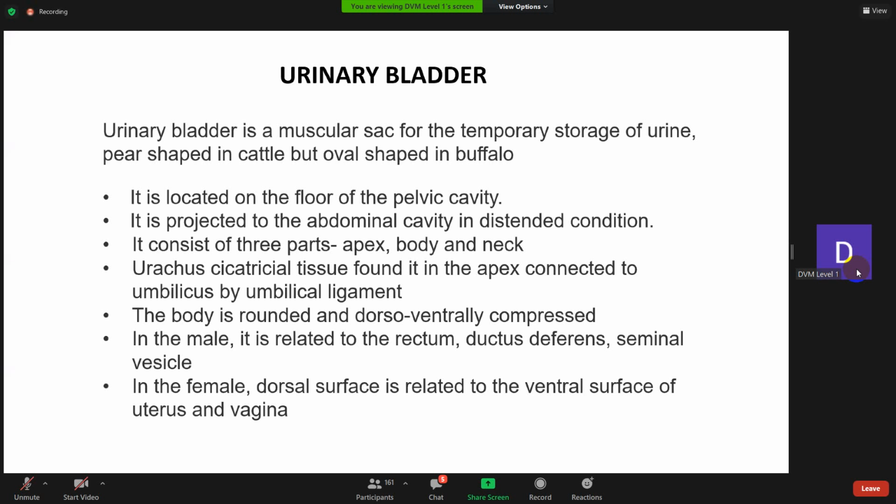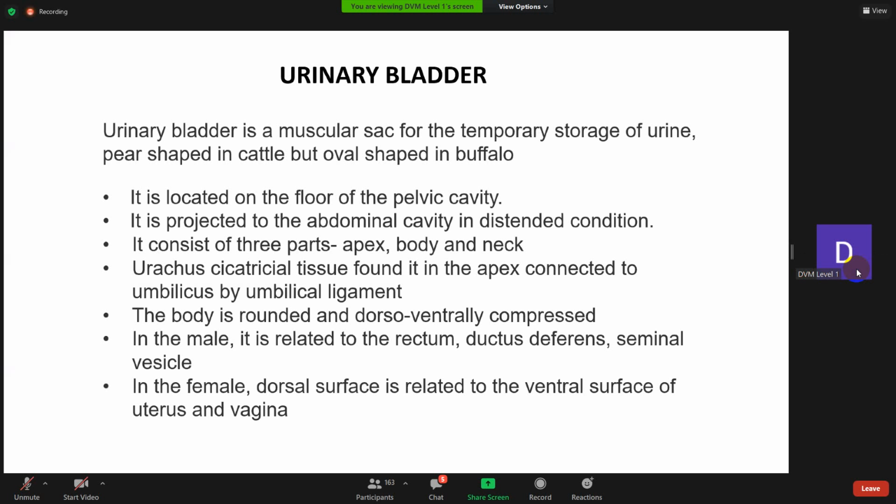So where is it located? It is located on the floor of the pelvic cavity. That is the thing. So it is projected to the abdominal cavity in distended condition. When it is full with urine, it may be extended or distended and extends up into the abdominal cavity. You know the abdominal cavity, and caudal to the abdominal cavity is the pelvic cavity. So it is usually located on the floor of the pelvic cavity, but when it is distended with urine or full of urine, then it is extended cranially into the abdominal cavity.